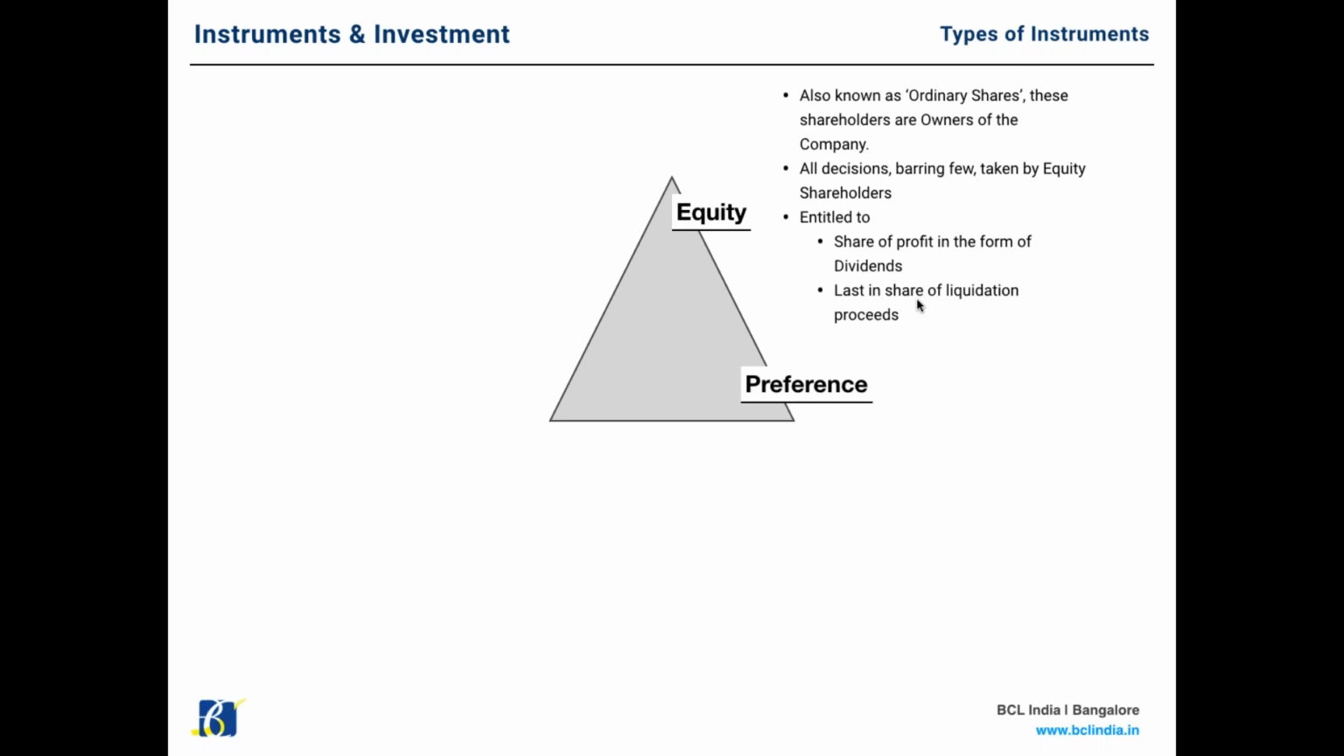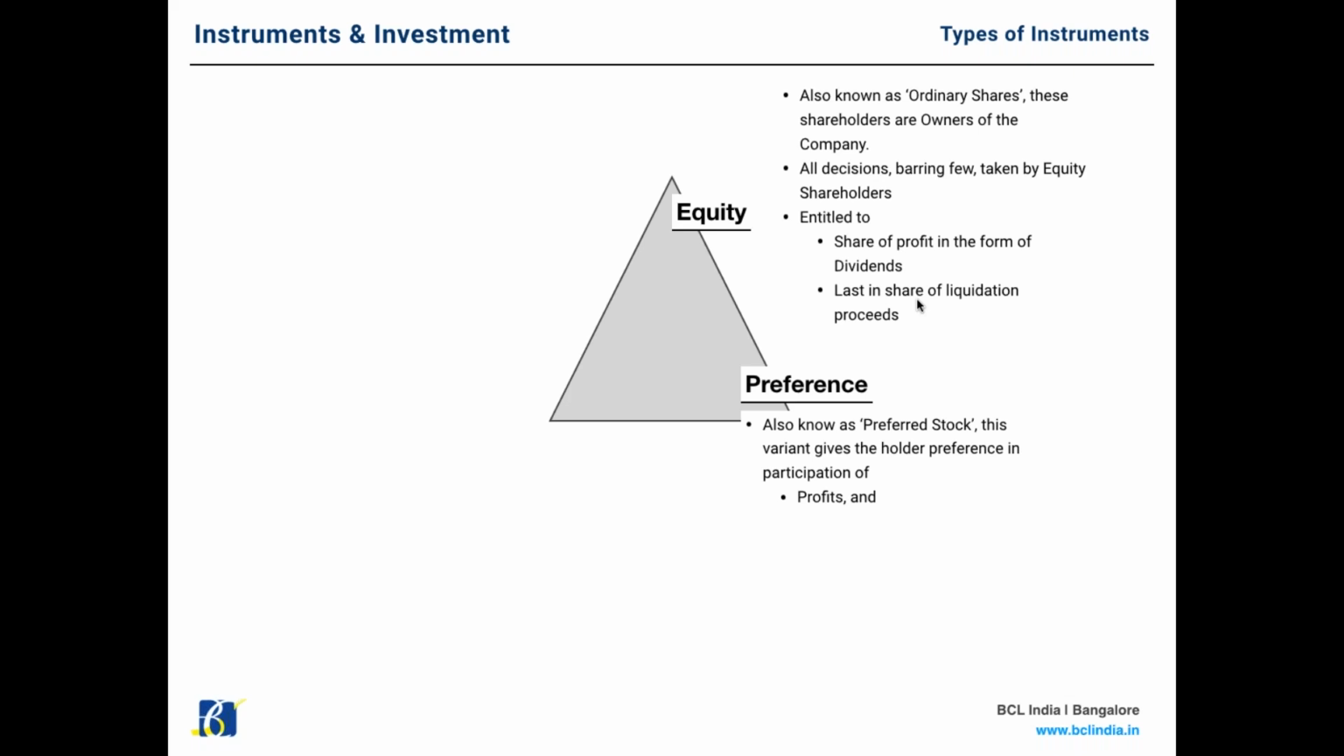Preference shareholders, on the other hand, preference shares or preferred stock, so to say, as the name goes, they get a preference in participation with respect to profits. So they get the first right to profits, and they also get preference in liquidation proceeds. And they get dividends in the form of coupon rates, which is a fixed rate of return on the capital. And there are also convertible variants of preference shares.